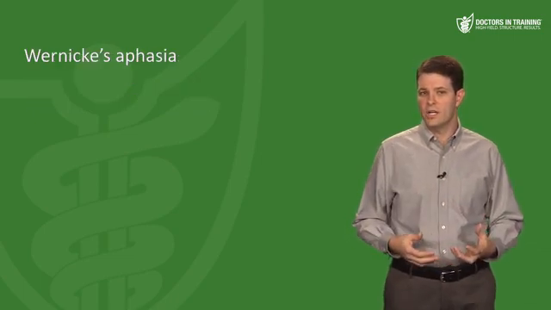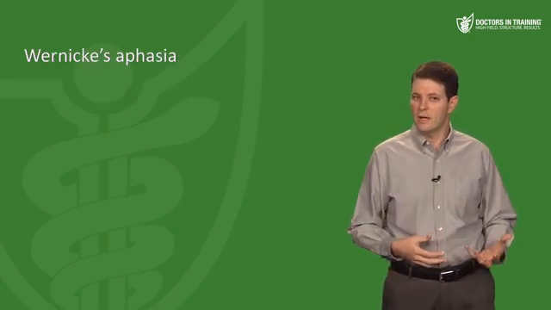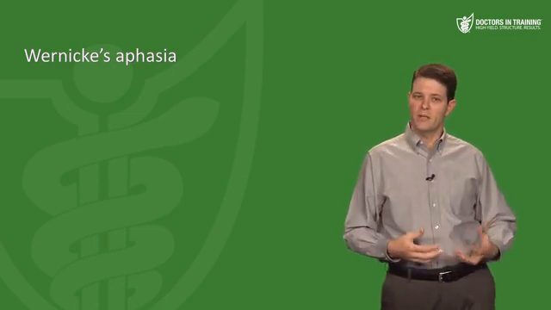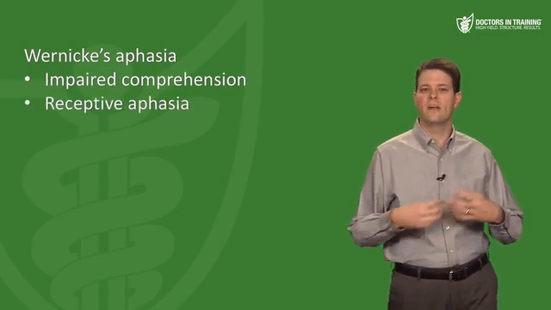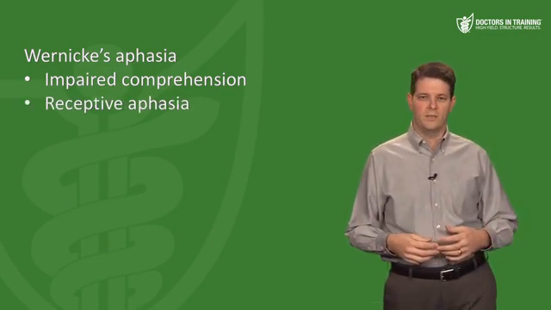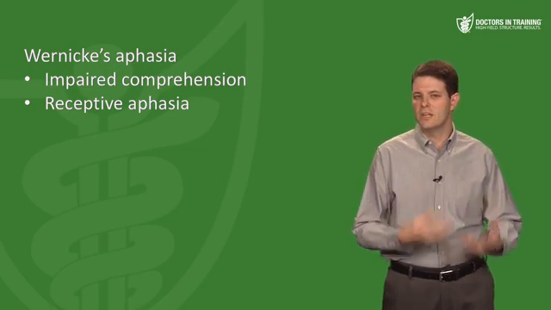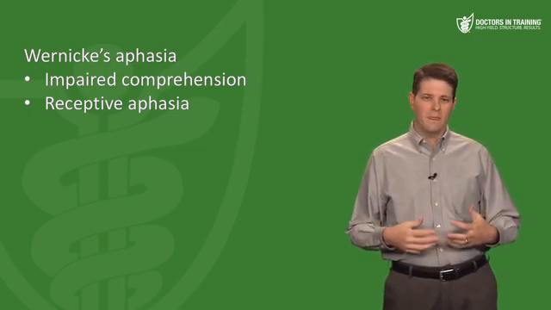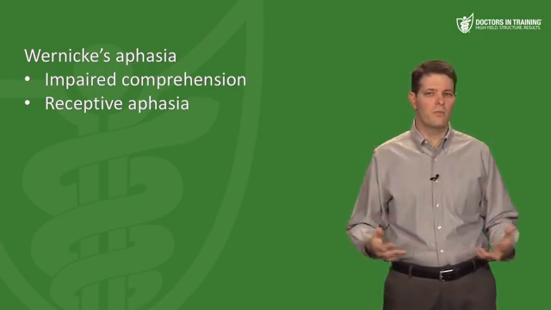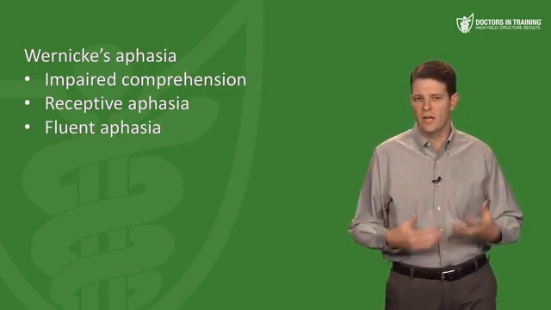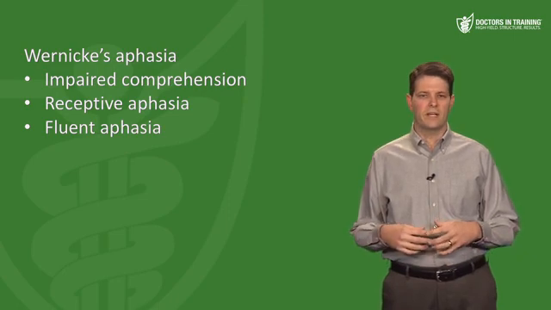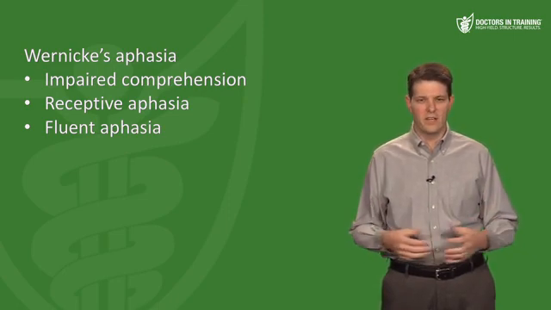Now, Wernicke's aphasia occurs when there's a lesion to Wernicke's area, and that influences language comprehension. So in these patients with Wernicke's aphasia, comprehension is impaired. So this is a receptive aphasia. These patients have difficulty understanding what is said to them. And when they speak, they may be able to produce a nice fluid stream of words, but those words may not make a lot of sense. So we call this a fluent aphasia. These patients are going to string together several words into a sentence that just doesn't make any sense.